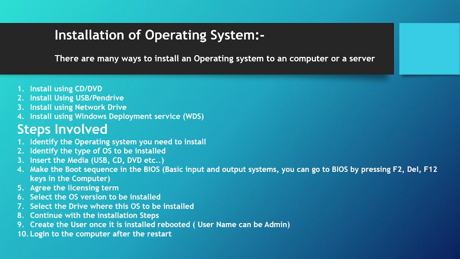It will ask you the license terms and conditions. It will ask you the operating system version to be installed. It will ask you where exactly, in which drive, you need to install. So I told you the operating system should always be installed in the C drive. How will you know which is my C drive? The first primary drive will always be the C drive. I will show you today. Then select the C drive. Then the installation begins.